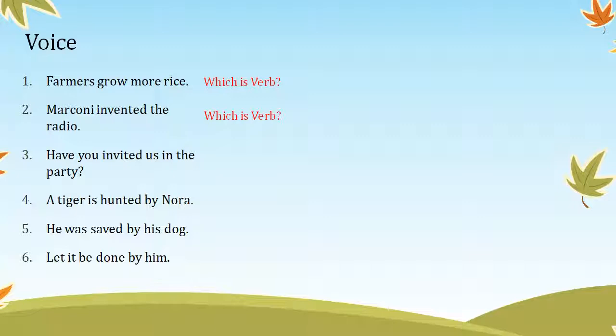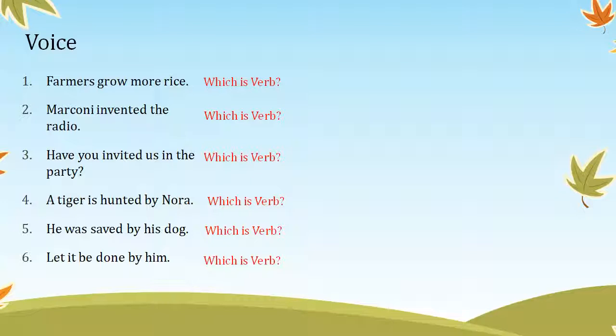Have you invited us in the party? Which is the verb? A tiger is haunted by Nora. Which is the verb in the sentence? You are saved by his dog. Which is the verb? Let it be done by him. Which is the verb? I've given you six sentences, and I'm asking which is the verb.